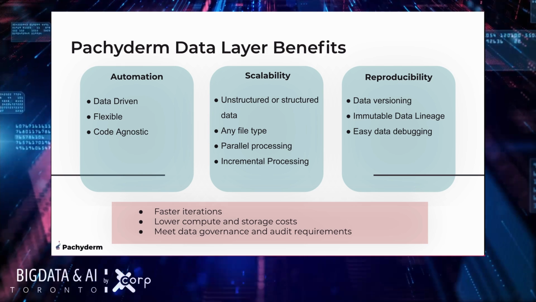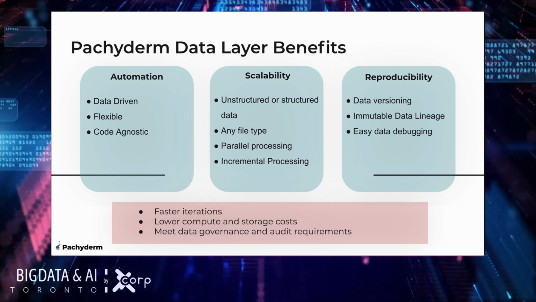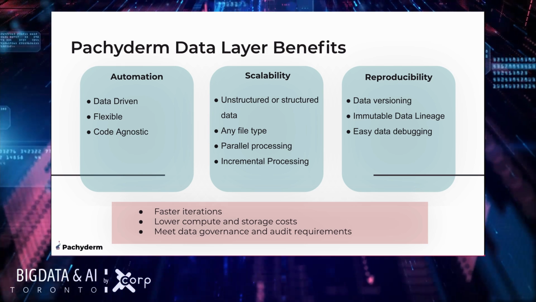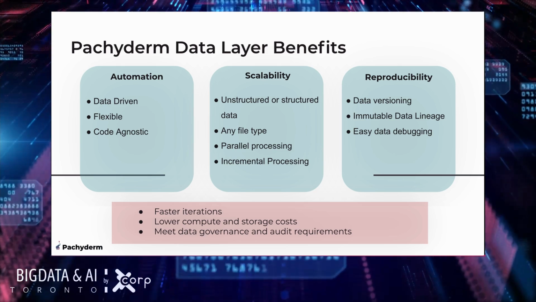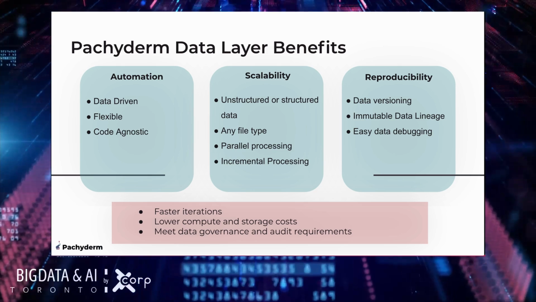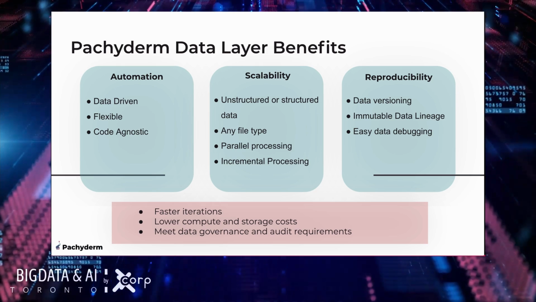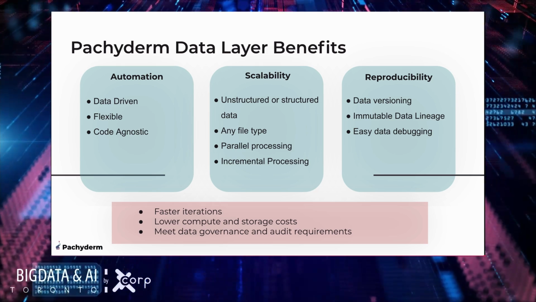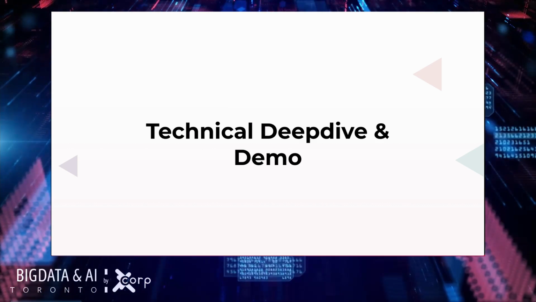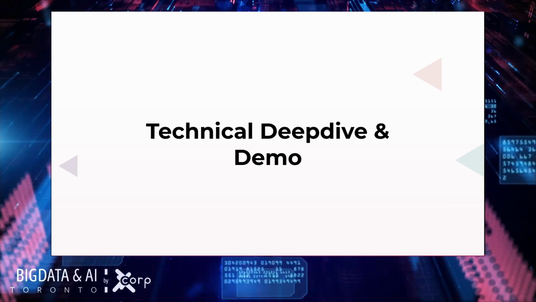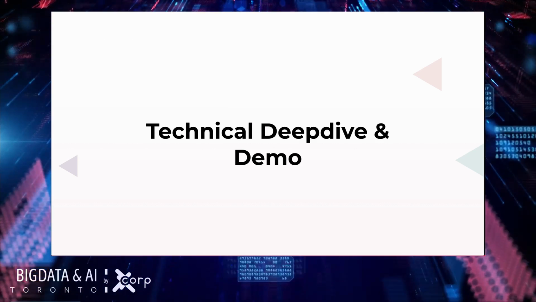Lastly, we track all changes to your data. So that's metadata, artifacts, metrics, everything. So we know which version of the data ran against which version of the code, produced which output, and all the way down the line. So that gives us really fast iterations, lower compute and storage costs, and it helps us meet compliance if need be. So now let's go a little bit more into a technical deep dive, and then we'll get into a demo.